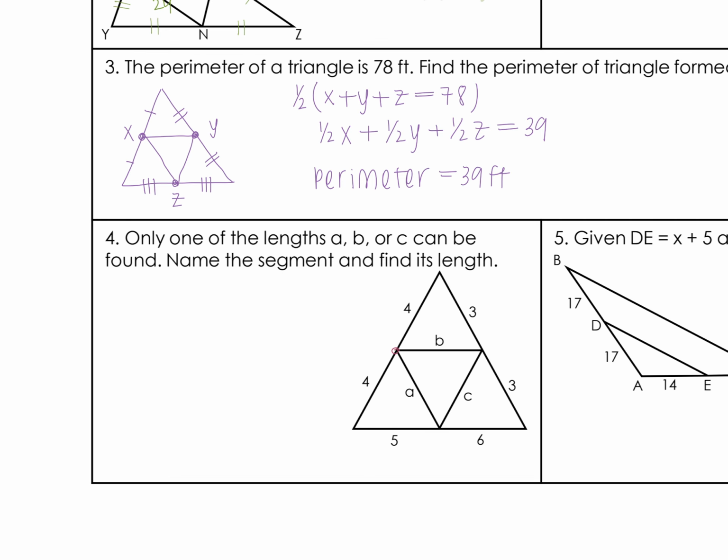Well, if I look here, I notice that 4 is congruent to 4. Over here, I notice that 3 is congruent to 3. But when I look at this point here, on either side, we have different lengths. We have 5 and we have 6. Therefore, this point is not a midpoint. And therefore, any segment created from this point is not going to be a mid-segment. So the only one that will work is going to be that B.